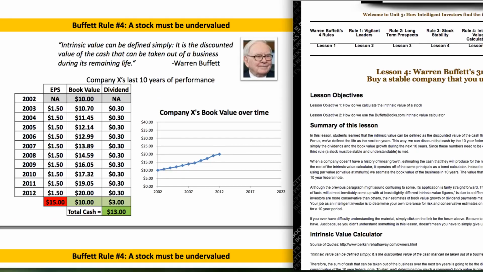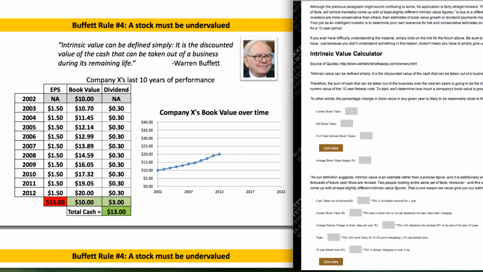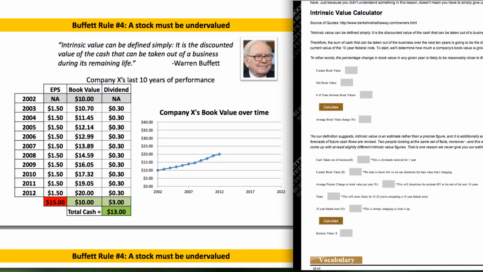Okay, so right now I have the Buffett's Books calculator pulled up, which is just below this video. If you scroll down, you can see that the calculator is broken down into two different sections, and what we're going to use first is the top section. This top section is going to give us a very rough estimate of how much that book value is growing annually throughout that 10-year period up to where we're at now. So we're going to first input the current book value.